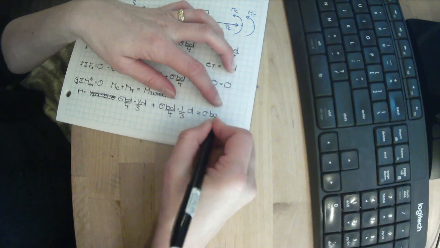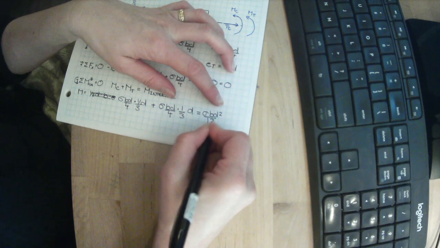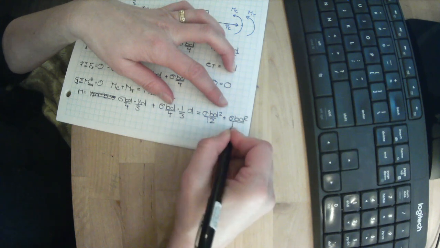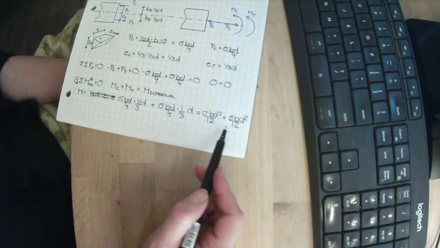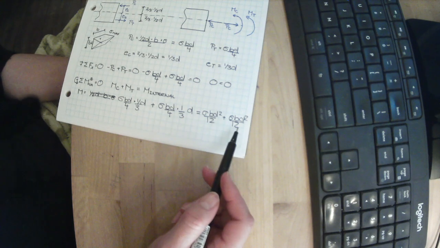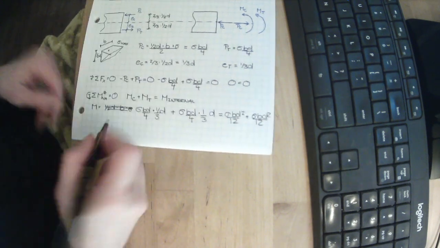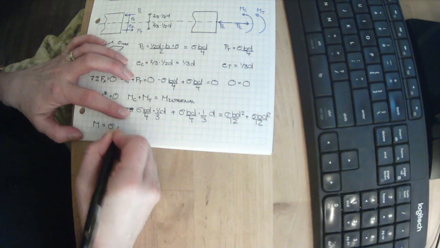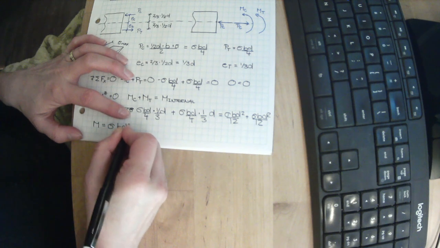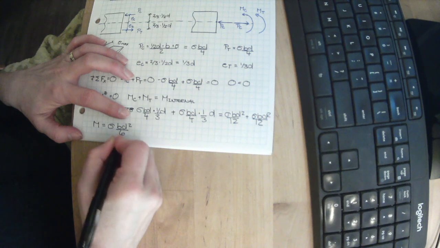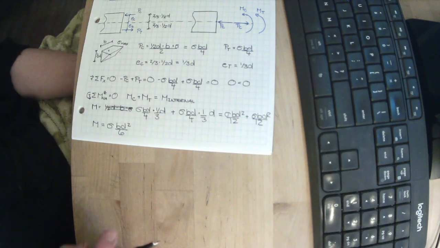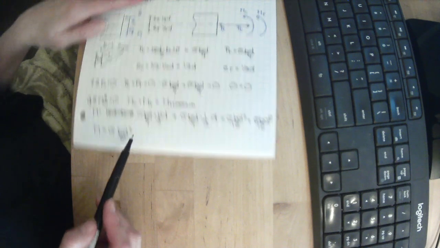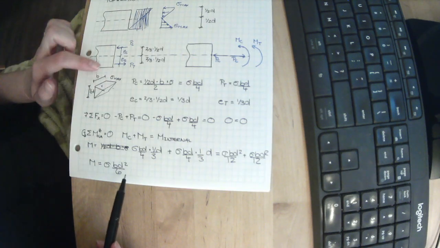All right, so we've got stress BD squared divided by 12 plus stress BD squared divided by 12. So we have 2 of these. So 2 divided by 12 is 1/6. So M equals stress BD squared divided by 6. Okay, this was all about the fact that this shape was a rectangle.